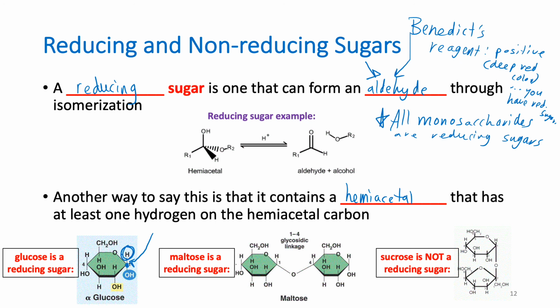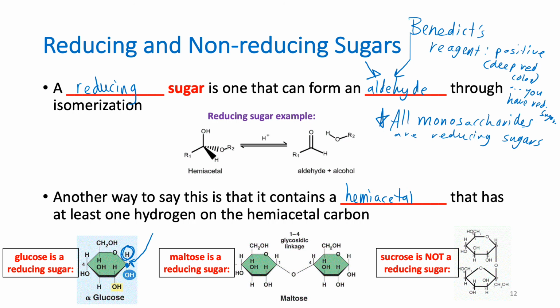However, I told you earlier that all monosaccharides are reducing sugars. So even if it was a ketose, it can isomerize to the aldose to make it a reducing sugar. So that's what's going on there. Don't worry too much about that. More or less know that all monosaccharides are reducing sugars.